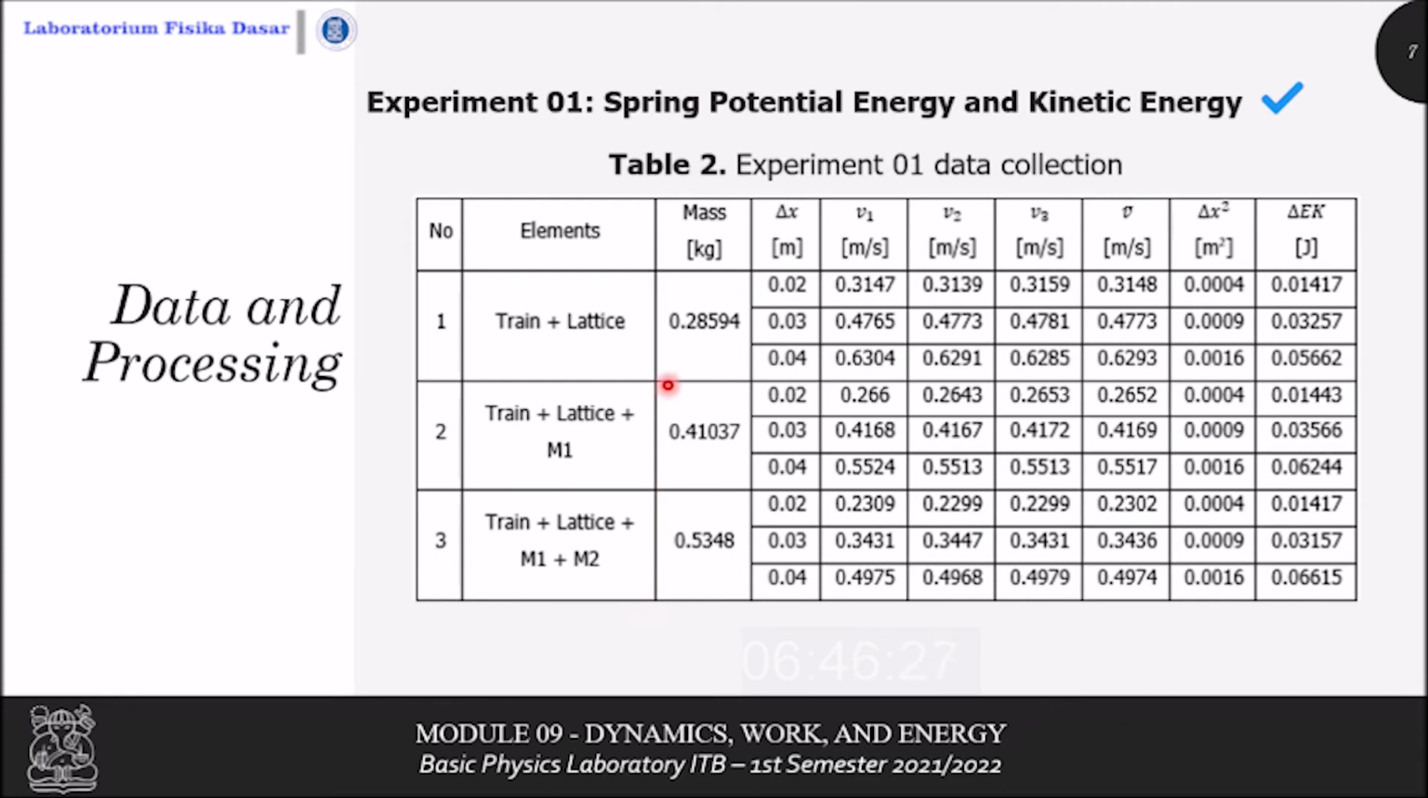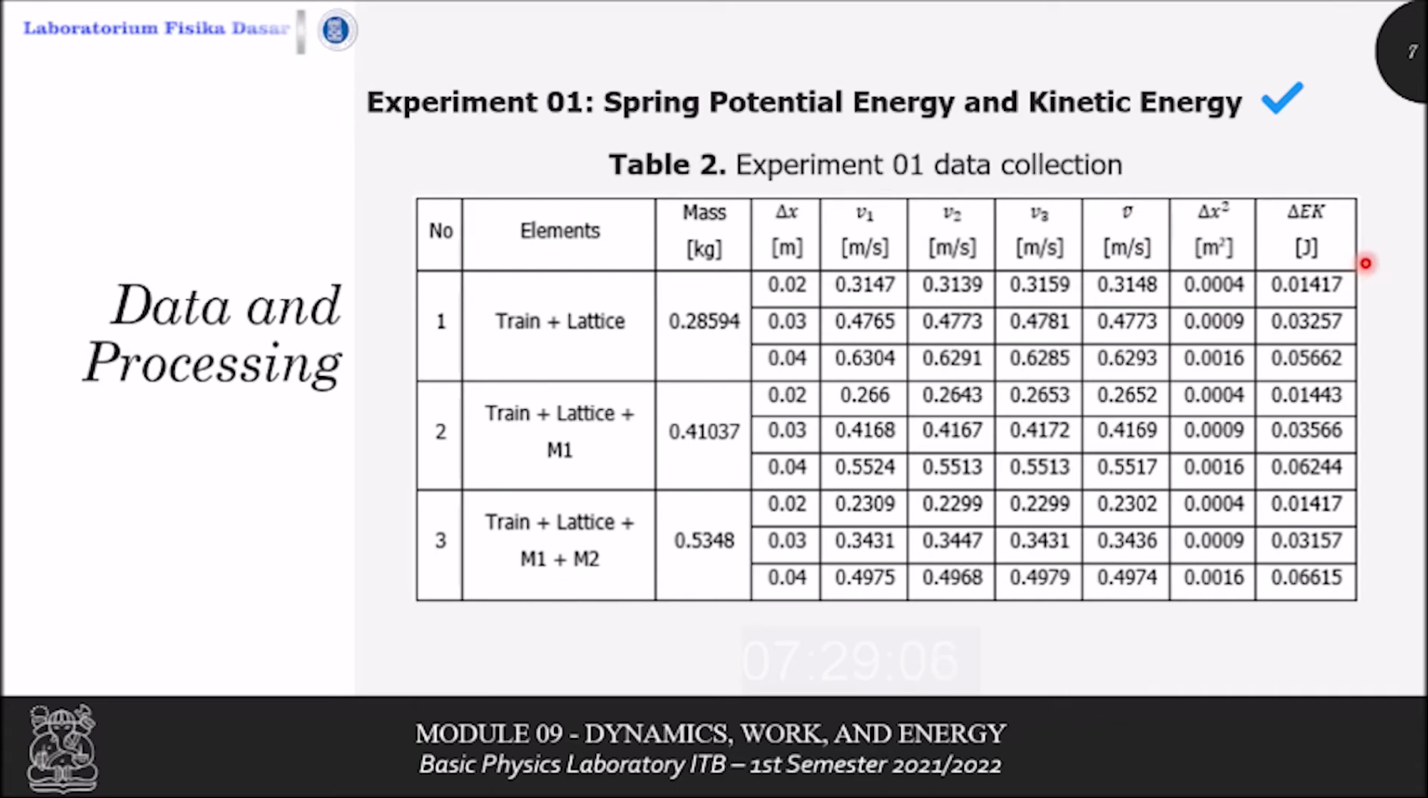For each of these variations, we calculate the total mass of the system from the previous data obtained. Then, from each different delta x, which is the change in the spring's length, we obtain V1, V2, and V3, each as the 3rd, 4th, and 5th data shown in LoggerPro by the PC. And then, we take the average of these 3 velocity values as V bar. And then, we calculate delta x squared and also delta Ek, or change in kinetic energy, whose formula is a half times m times V bar squared.